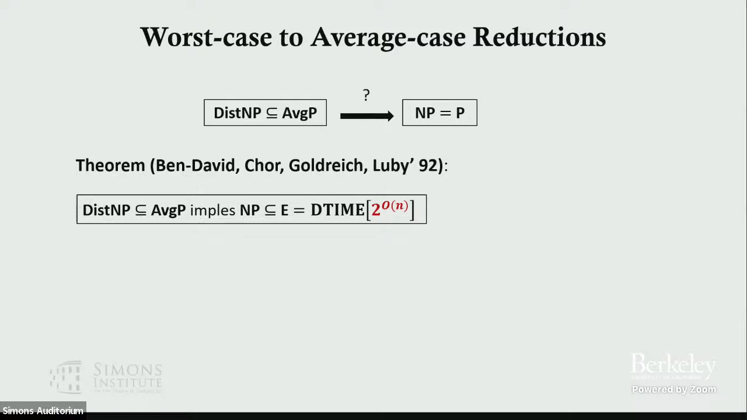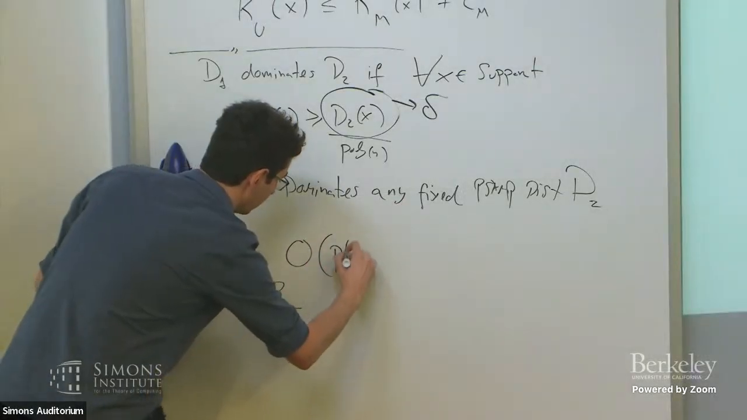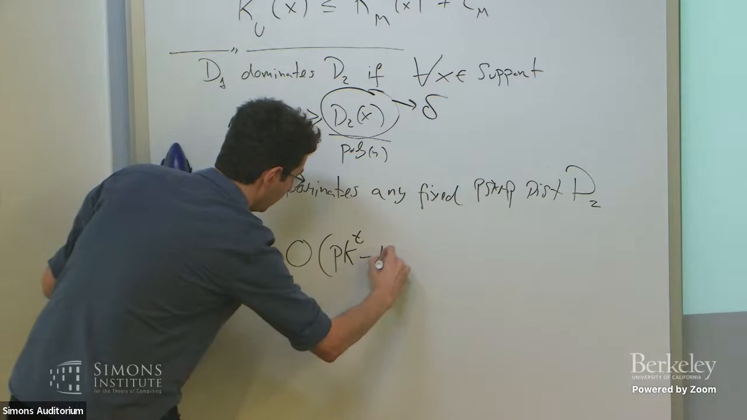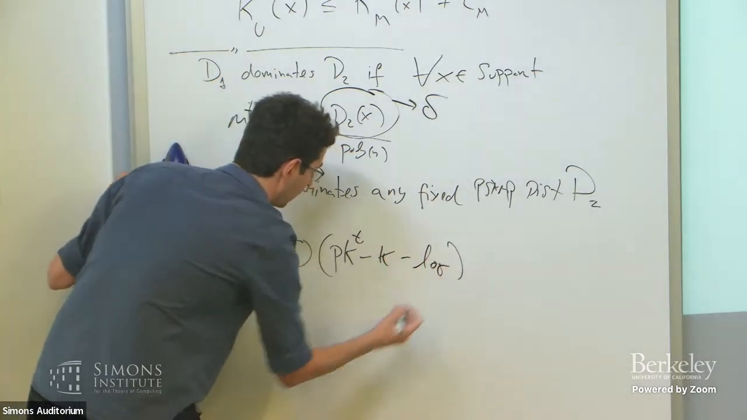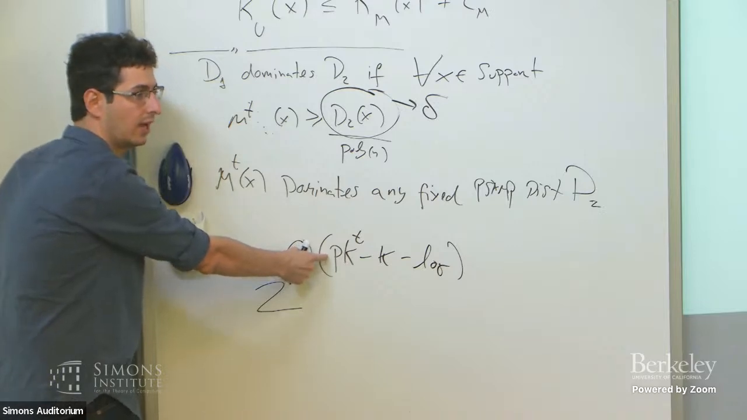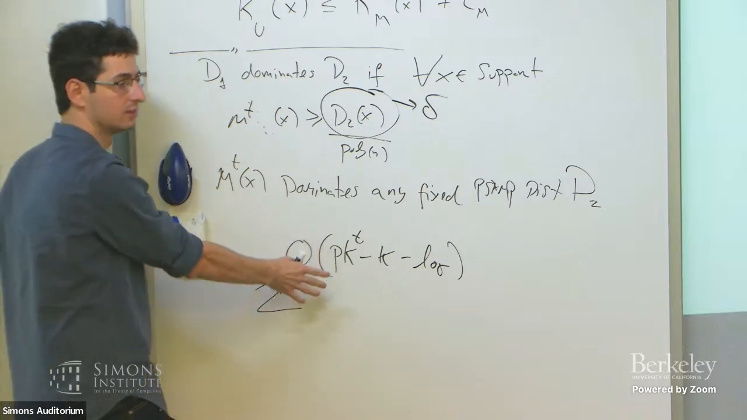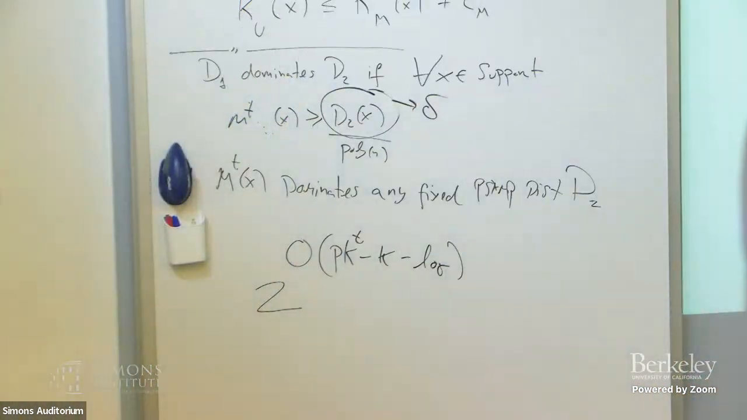This actually follows quite easily from the previous theorem, because there, when you assume something is easy on average, then you get this worst case complexity bound in terms of Kt minus K minus log. And you know that this is at most n for any string, right? So you get that if something is easy on average, then the worst case complexity is of order 2 to the n. That's a different way of thinking about this statement. But you would like to do better than that.